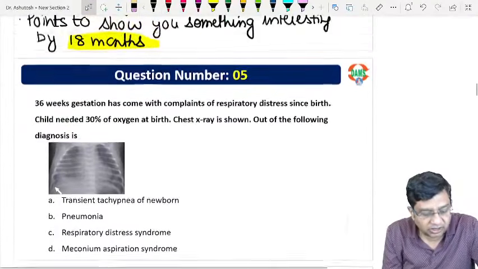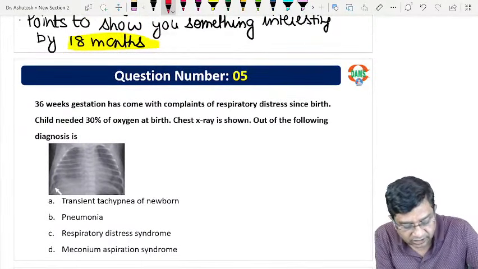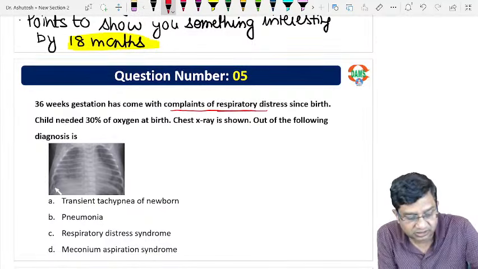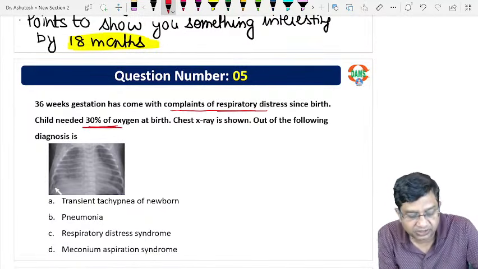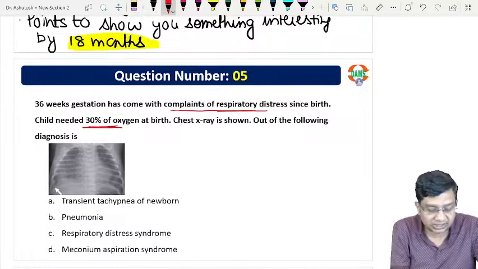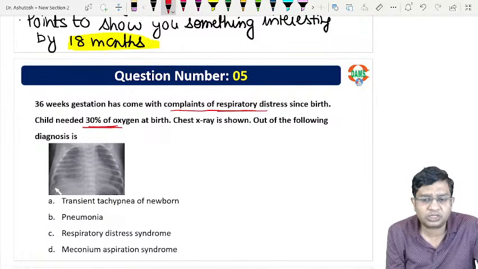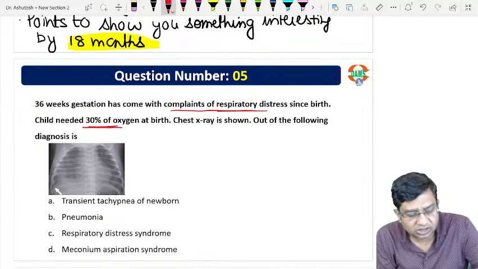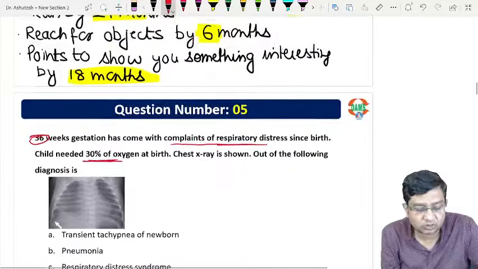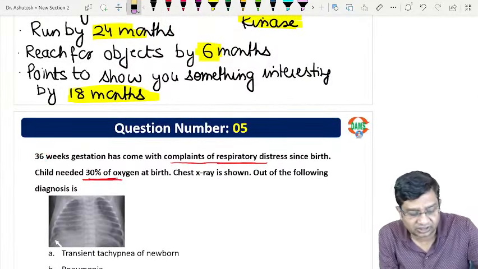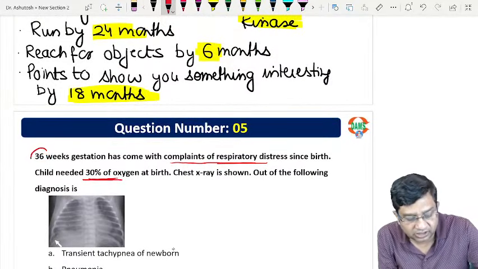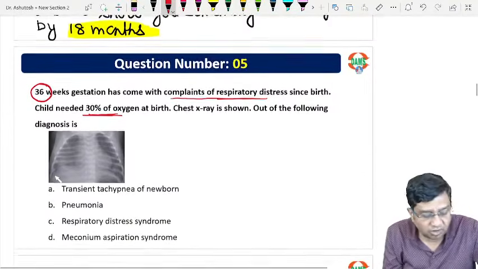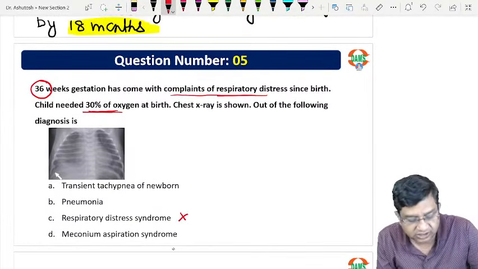Next one, a child of 36 weeks gestation has come with complaints of respiratory distress since birth. Child needed 30% oxygen at birth. Chest X-ray is shown, right? And many students said, sir, we could not judge that this is TTN. Now just remember, surfactant production is over by 35 weeks. So you are given here a child of 36 weeks. So this cannot be a case of respiratory distress syndrome.